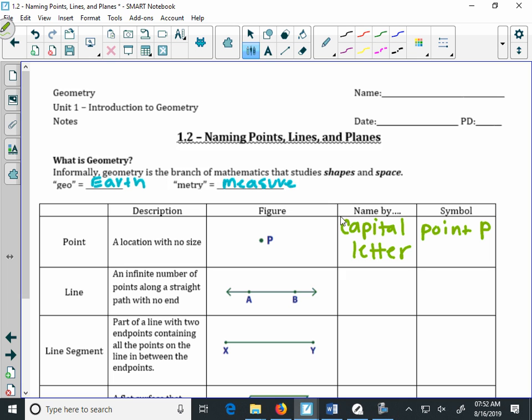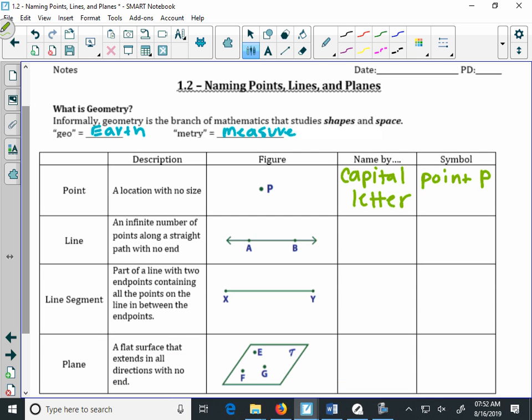Next vocab word is a line. And by definition, a line is an infinite number of points along a straight path with no end. Again, can we draw that on a piece of paper? No, right? We can't have an infinite amount of pieces of paper to represent our line and an infinite amount of points. So we have to somehow symbolize this on paper. And what a line looks like is a line with arrows on the end. That's telling me that that's a line. The arrows mean it's going on forever.